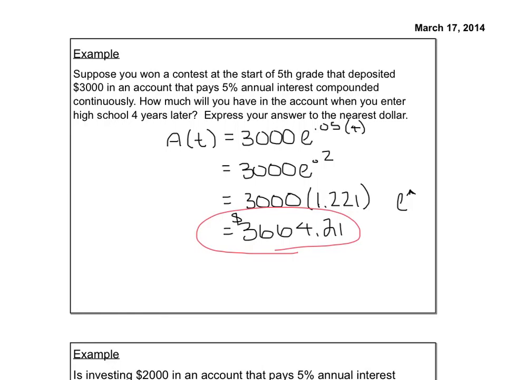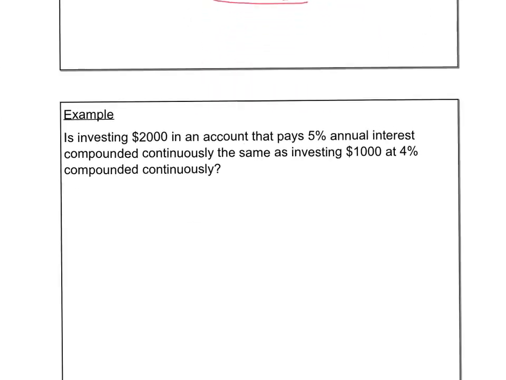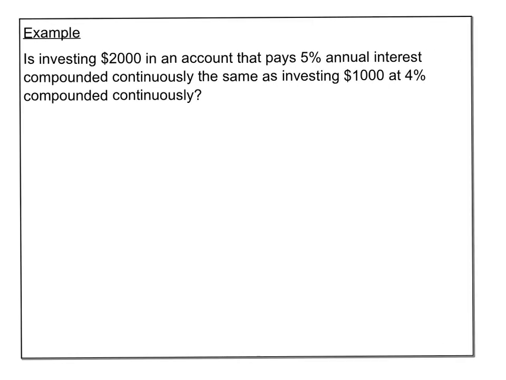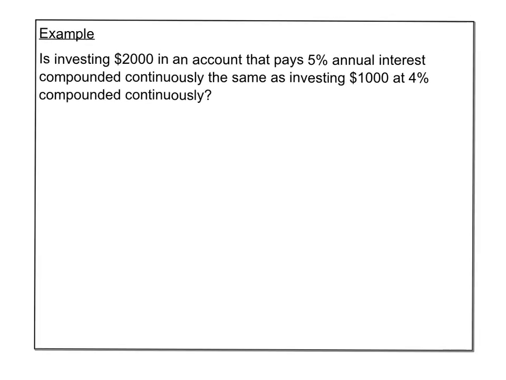And here's our final example that we're going to do, and we're going to make a little tweak to it as we go through it because there's a typo. So it says, is investing $2,000 in an account that pays 5% annual interest the same as investing, let's change that to 2,000. We're going to invest 2,000 both times at 4% compounded annually. Sorry about that.